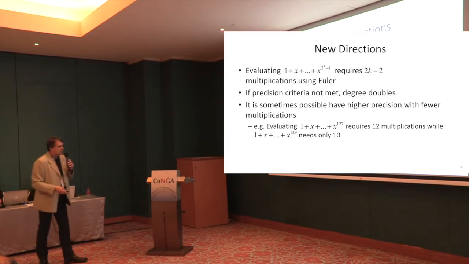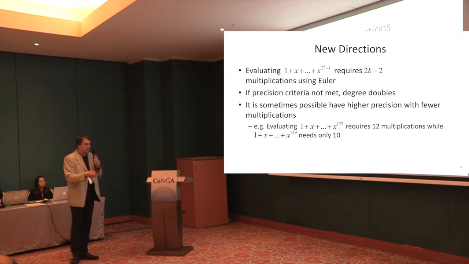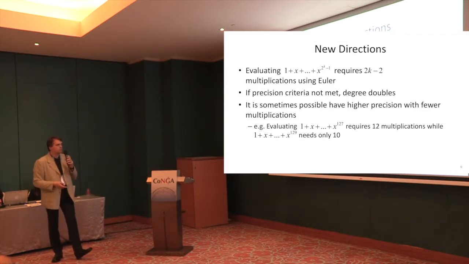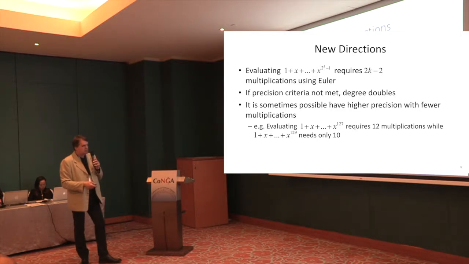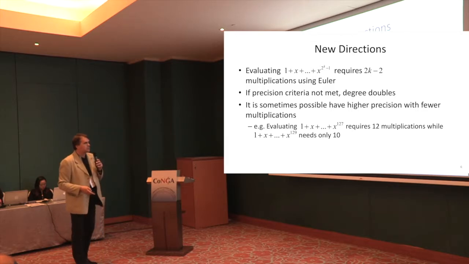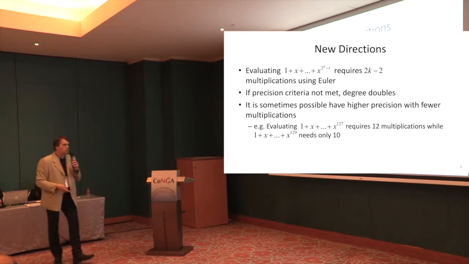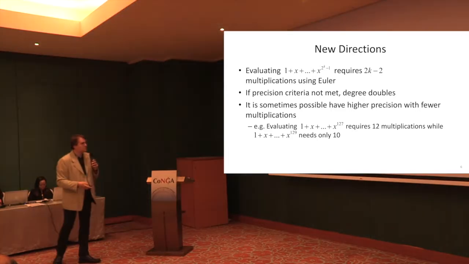But you will see today that there are some surprising things. For example, in evaluating the following polynomial, 1 plus x up to x to the 127, Euler's formula, as we saw, requires 12 multiplications. But if we go to 129, it's not a mistake, it's indeed 2 more, we can do it in a very tricky way with only 10. So if we have to evaluate such a sum, sometimes we can get even higher precision and a lower number of operations. For some reasons, I hope they will become clear after today's talk.